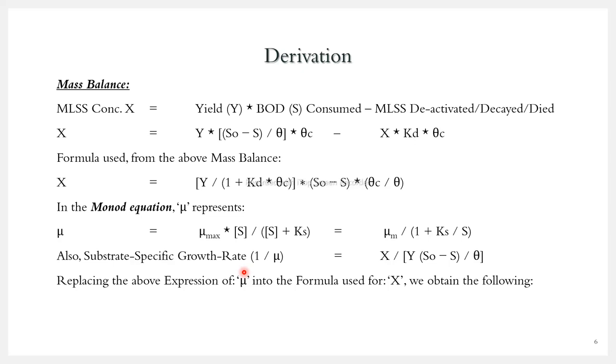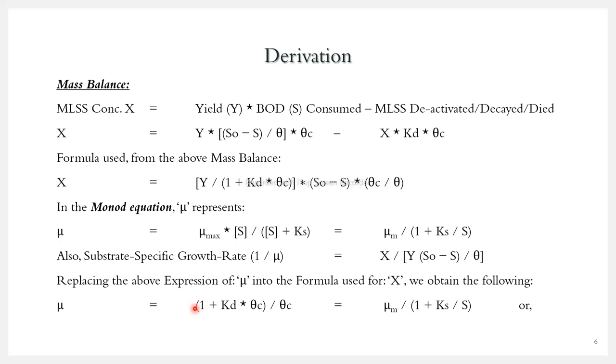If we just reverse the mu, it will be Y into S naught minus S by theta by X, and you place that value of mu into this equation. So you can look, here is Y, here is S naught minus S, here is theta. You take these three terms outside, Y into S naught minus S divided by theta, whole divided by X. You take that X this side, and you replace that with this value of mu from the Monod equation.